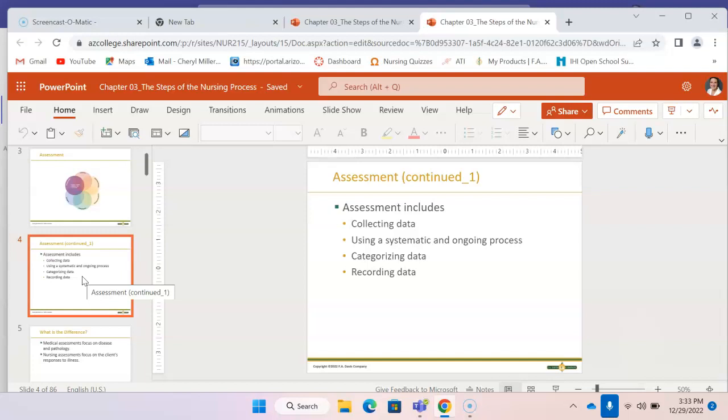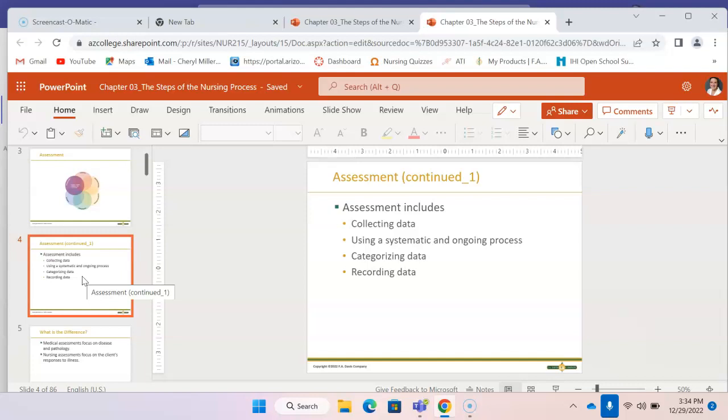Collecting data, taking vital signs, taking an O2 sat, that's data. Data is numbers, data is an assessment, something that I can see and record something's going on with my patient. So that's collecting data using an ongoing systematic process. You categorize that data. You say expected, unexpected, expected, unexpected.